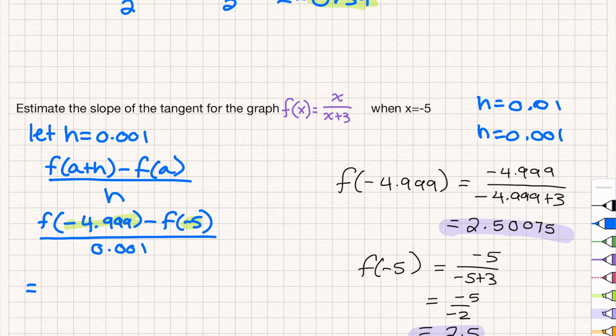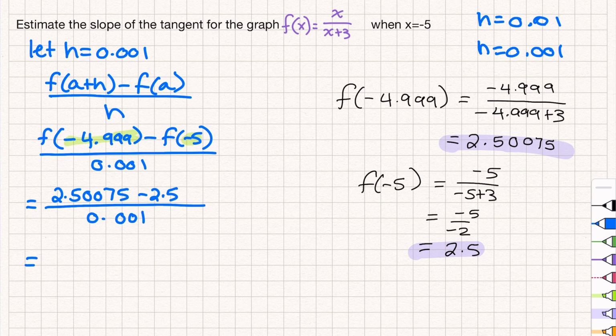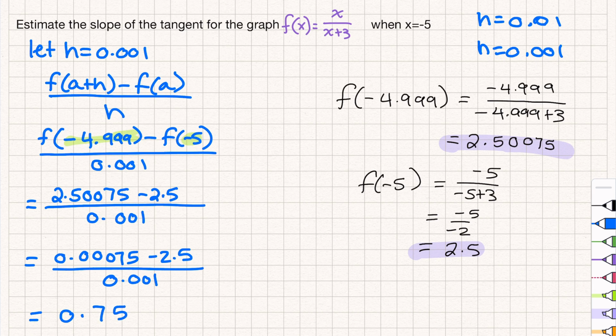So we're going to have 2.50075 minus 2.5 all over 0.001. I'll give you a moment to solve that. So you get 0.00075 over 0.001. So we get 0.75. So the slope of the tangent at x equals -5 is 0.75.